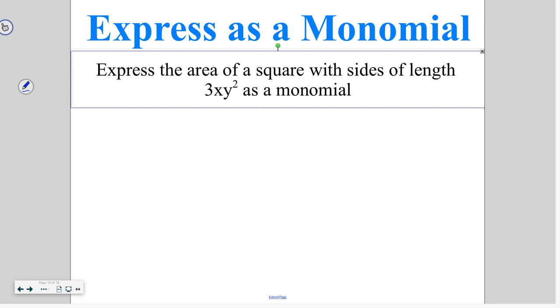So if we are applying that to a word problem, it's asking us to express the area of a square with side length 3xy squared as a monomial.